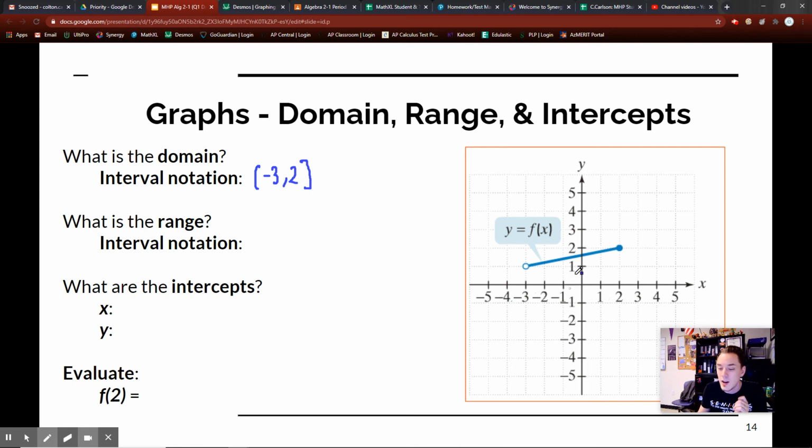No. Right about here? No. Right here? No. Where does it start existing? When I'm reading my y-axis, it starts existing at 1. So that means I'm going to put 1. Since it's not closed, I'm going to put open dot.